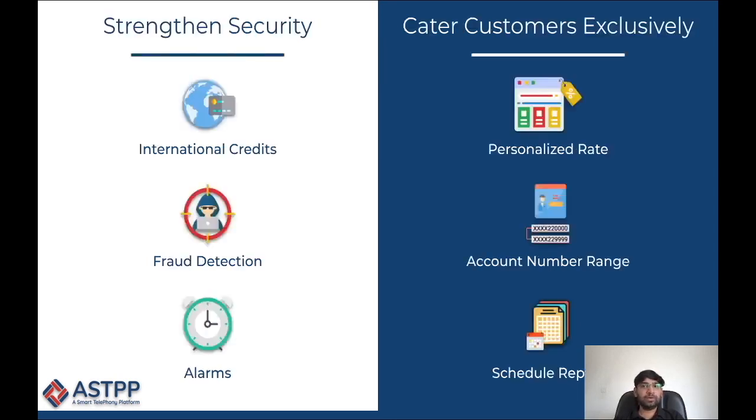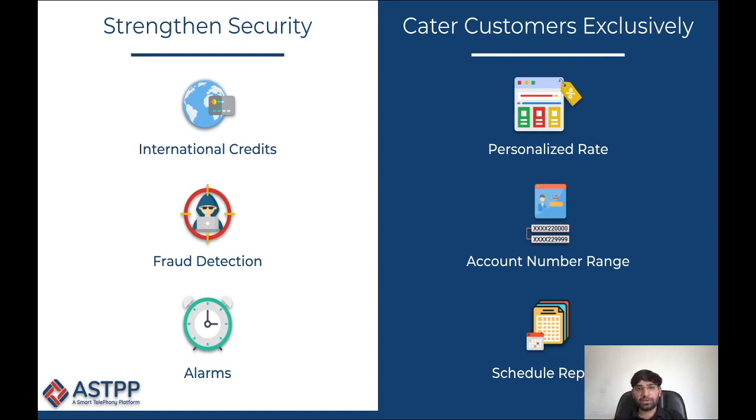Then for security purposes, we have another 3 add-ons. On top of it, of course, when we are doing installation of ASTPP, we are installing FreeSWITCH, then Monit, and then iptables, and then other rules as well. Apart from that, we have international credits, fraud detection, alarms. International credits: if you want to segregate national calls and international calls with a credit, you can do that. For example, if you want your customer to make only $10 of international calls, and once the $10 is done they cannot make international calls, then you can do that with this add-on.